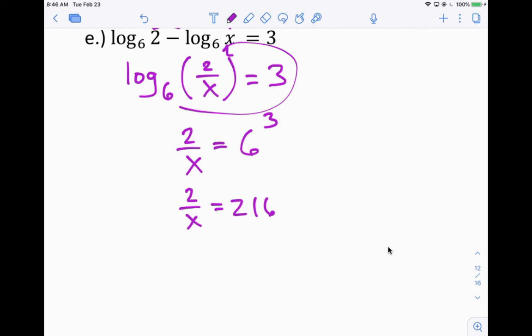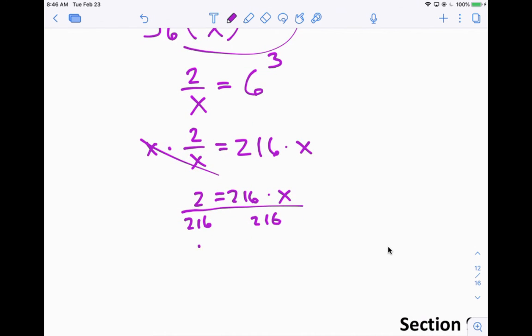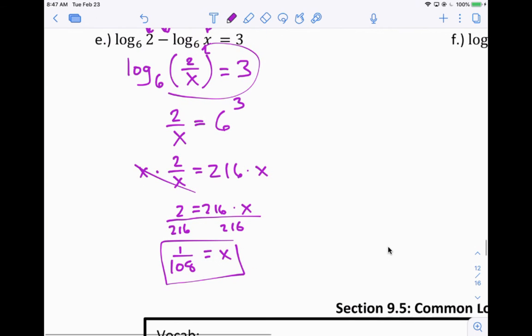Okay, be careful of this. I'm not going to multiply 2 on both sides, even though that would be nice. I'm going to multiply x to both sides. I get 216 times x. Divide by 216 now to both sides. We get 1 over 108, pardon me. 108 is equal to x, which is not negative. So even though it's crazy small and crazy weird, it's still positive. So we're not having any issues.